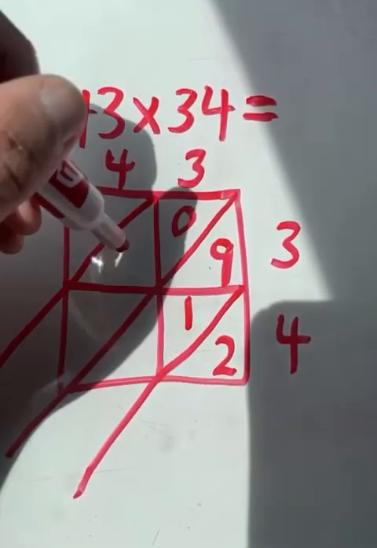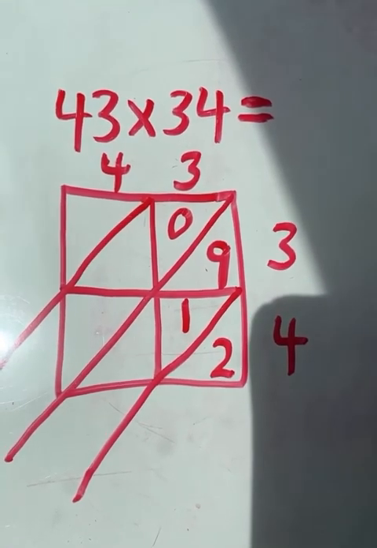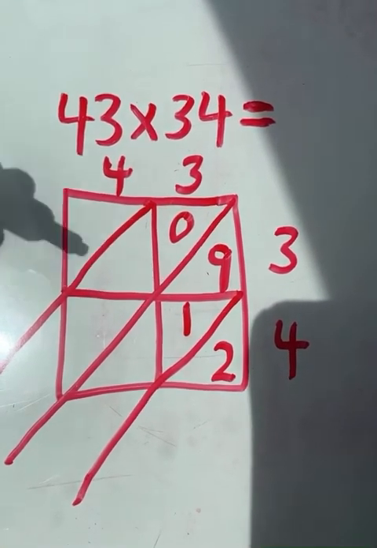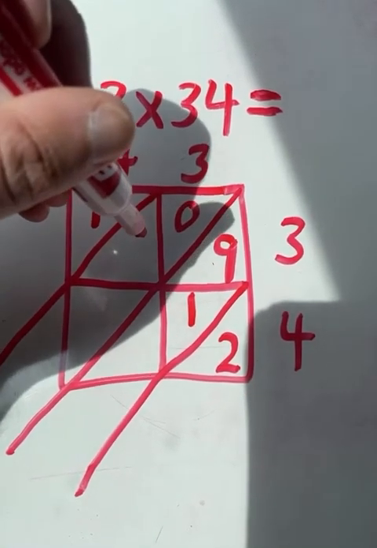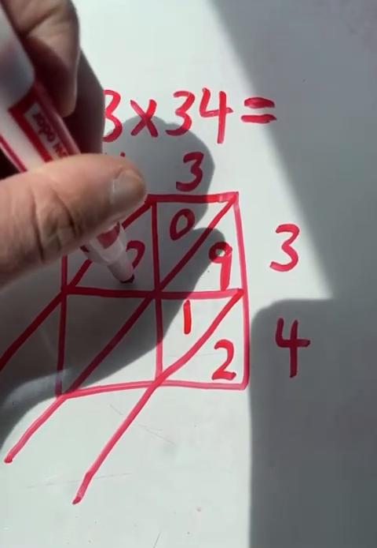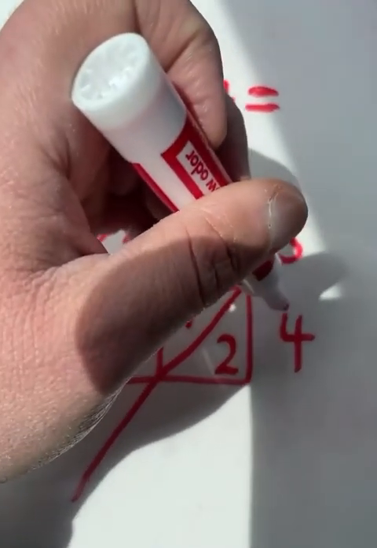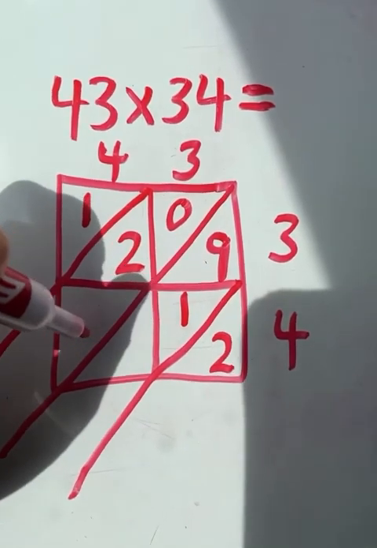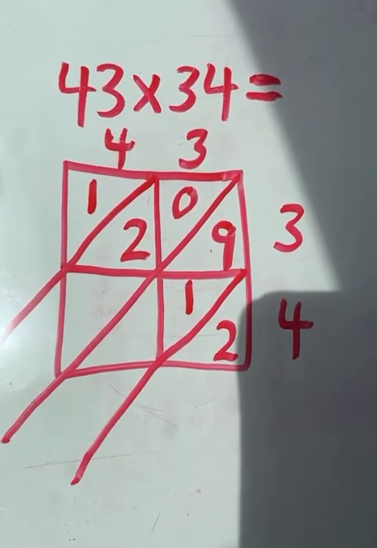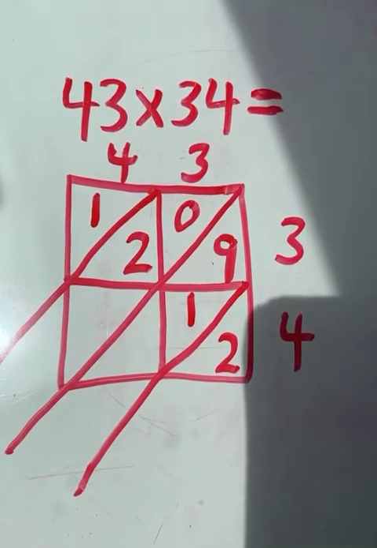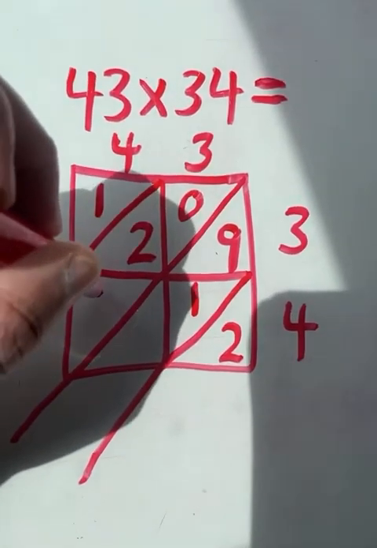The answer to 4 times 3 goes in this square. 4 times 3 also equals 12. So 1 in the top triangle, 2 in the bottom triangle. Lastly, we are going to multiply 4 times 4, and the answer to 4 times 4 goes in the bottom triangle, bottom left-hand corner over here. 4 times 4 equals 16.